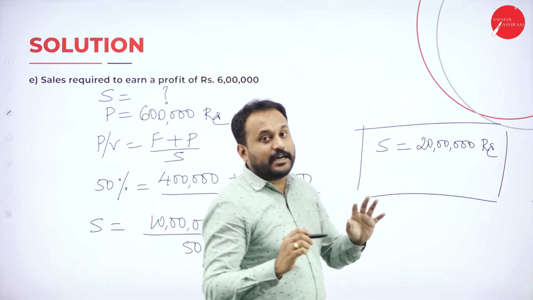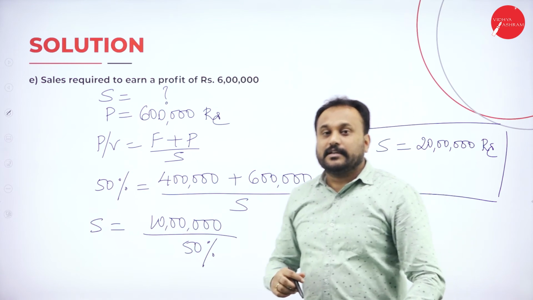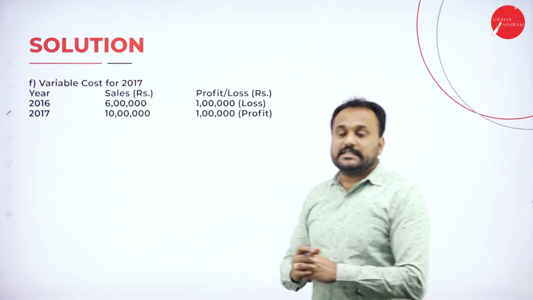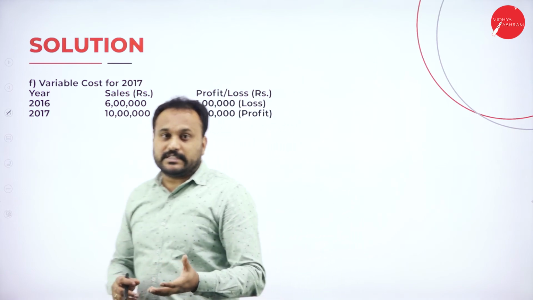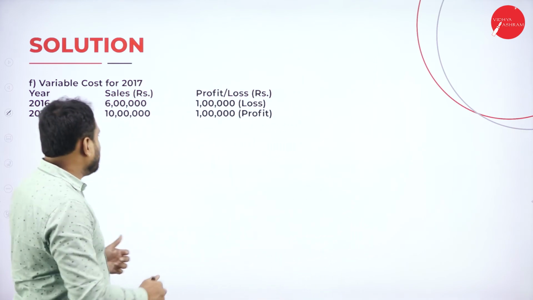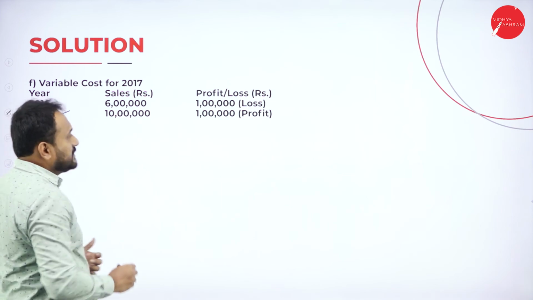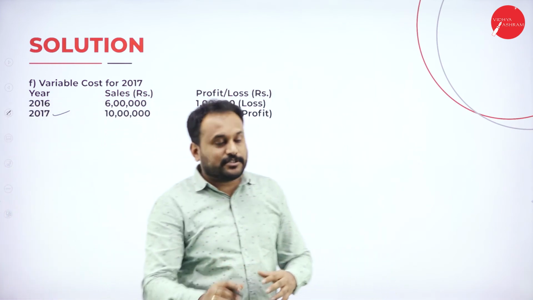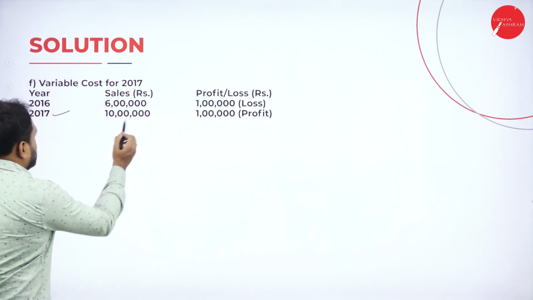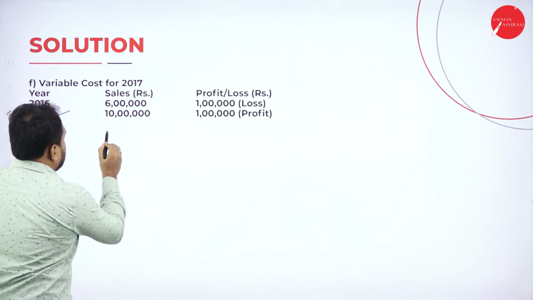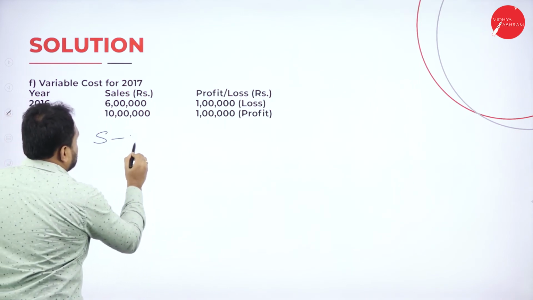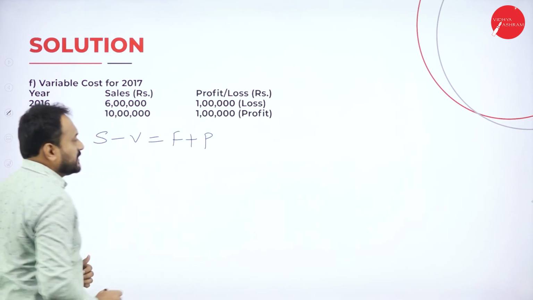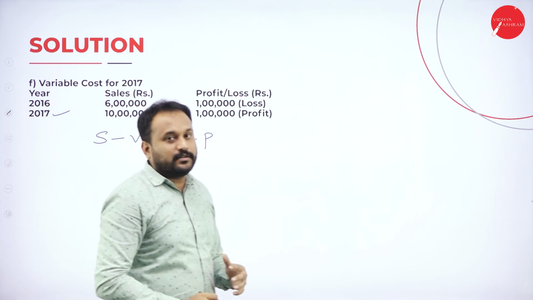Now we are left with the last question, that is about variable cost, which they have asked. Variable cost for 2017. How much is it? Let's solve 2017 first. I'll even teach you how to find 2016 also. So variable cost, whenever you get, please go with this formula. S minus V is equal to F plus P.